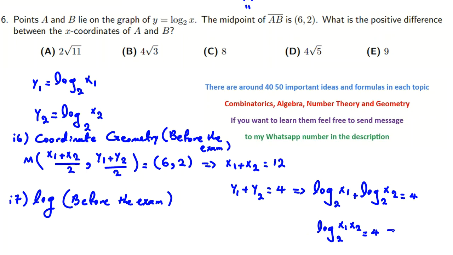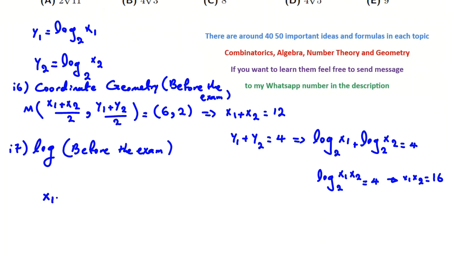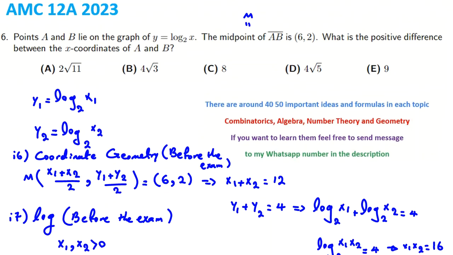And I said the definition is what? It means that 2 to the 4 is x1 x2. So x1 x2 is 2 to the 4, which is 16. Now we know x1 plus x2 equals 12 and x1 x2 equals 16. Okay? And we know x1 and x2 should be positive because when we draw the graph, it will be something like this for log 2 of x. So x can be only positive.